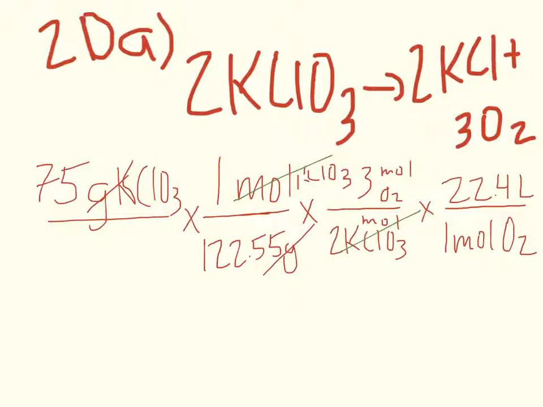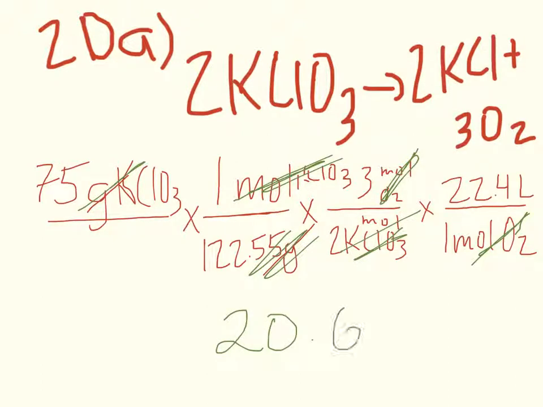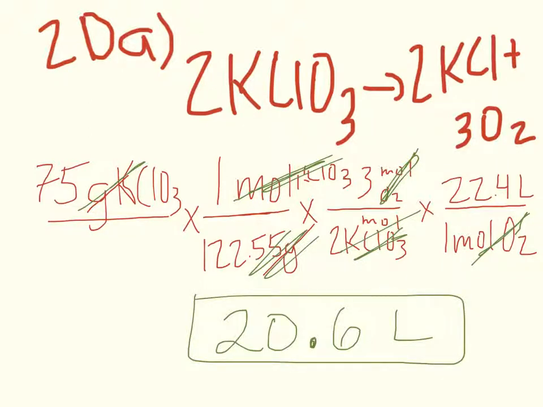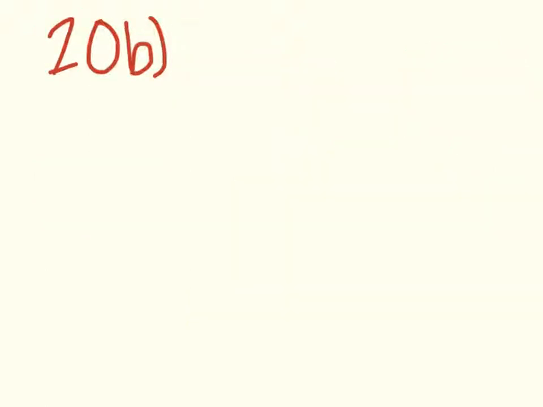So then all of my units are going to cancel out. I've canceled out my grams of calcium chlorate, my moles of calcium chlorate, and my moles of oxygen gas, leaving me with liters of oxygen gas. When I multiply all that straight across, I'm going to have 20.6 liters of oxygen gas. So again, remember how to set that up and go straight across.